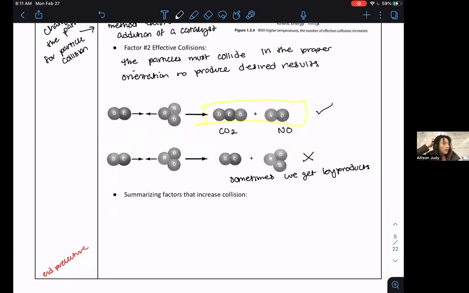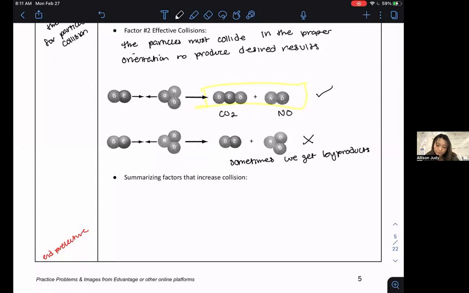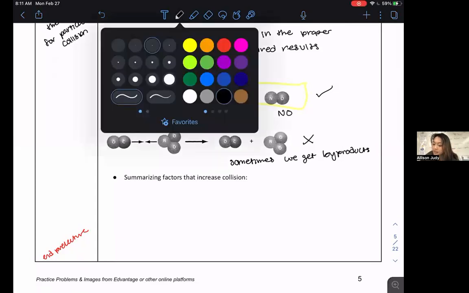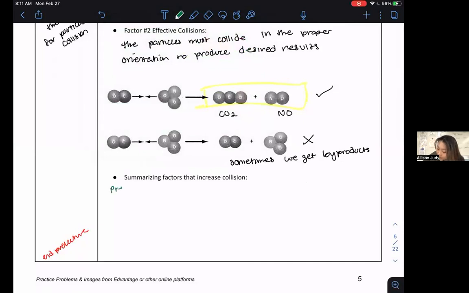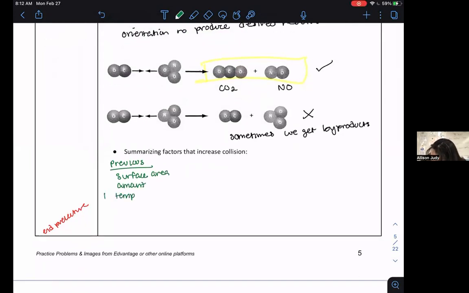So as a quick summary of the factors that increase collision, we can refer back to what was previously discussed. These are the previous methods of increasing rate of reaction, and therefore collision: increasing surface area, right? Increasing ants everywhere, increasing surface area, increasing amount, increasing temperature, which is a favorable one, and increasing pressure for gases.